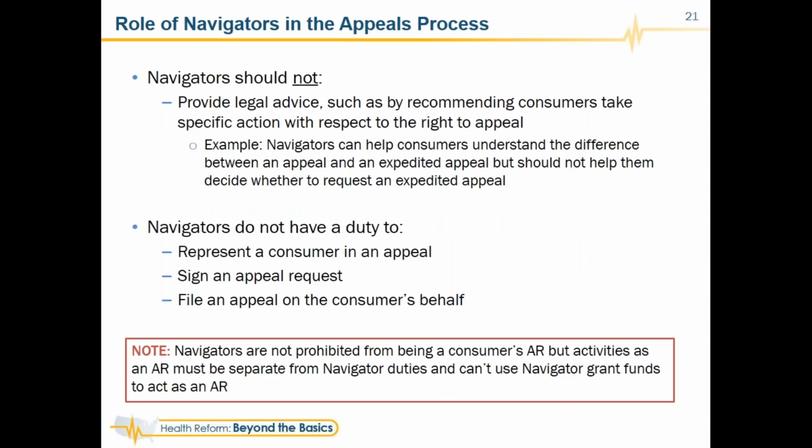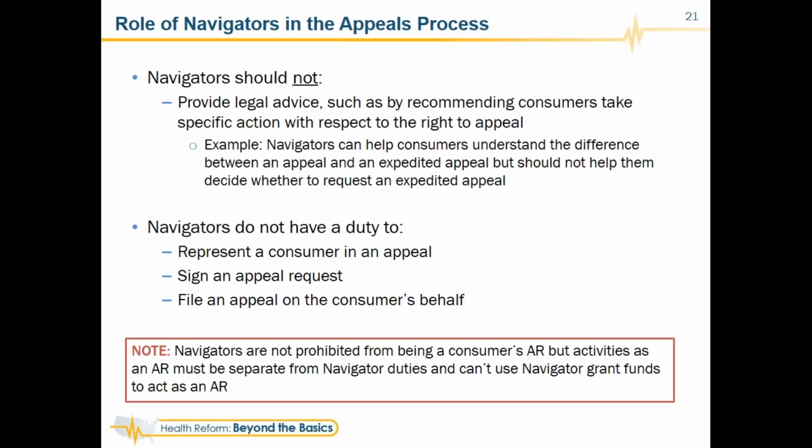What navigators and assisters should not do in the appeals process is provide legal advice. They shouldn't recommend that consumers take action, whether to appeal or not to appeal. They can help explain the differences and explain their rights, but they shouldn't advise the consumer what the consumer should do. And navigators do not have a duty to represent consumers as an authorized representative, sign an appeal, or file an appeal on the consumer's behalf. In fact, navigators who are specifically funded by the federally facilitated marketplace cannot use federal funds to serve as an authorized representative. So unless that entity has separate funding to allow them to serve as an authorized representative, navigators are often prohibited from serving in that role.